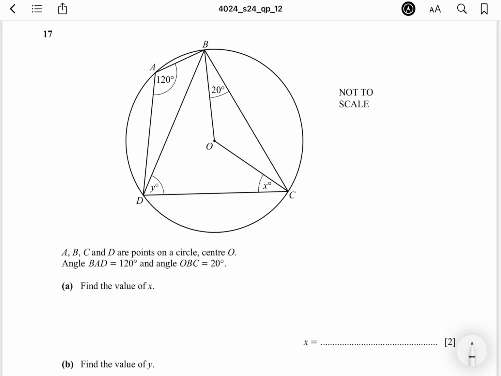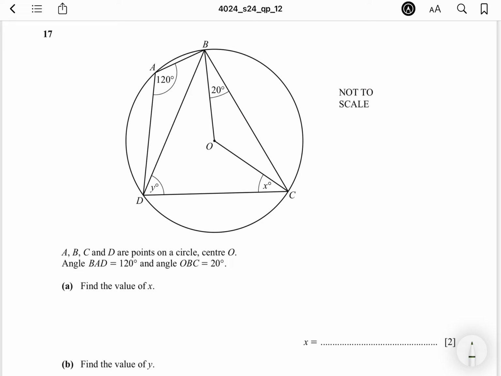Okay, A, B, C, D points on circle, center O. Again, when questions like this, you need to make sure the data that's given in the question is on the diagram as well. Kalau tidak, then you add it in. So here, circle center O. BAD is 120. Yes, 120 is there. OBC is 20. Yes, it's there. Find the value of x.